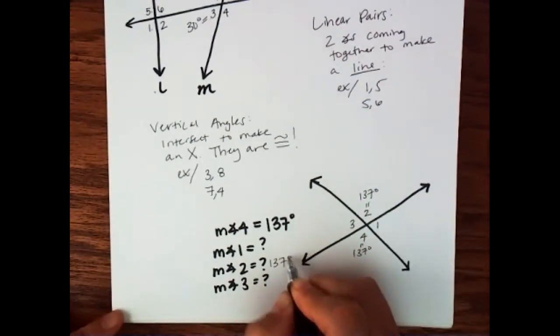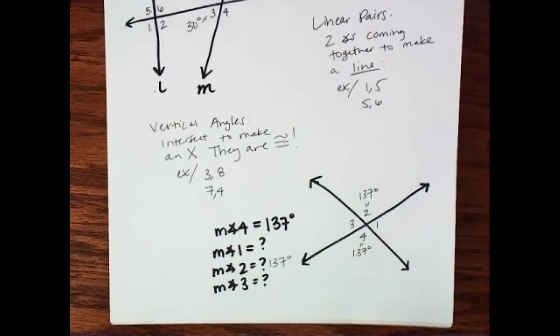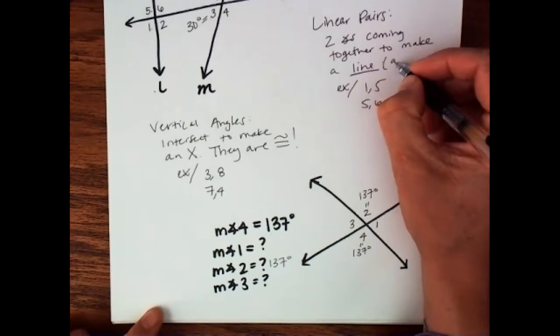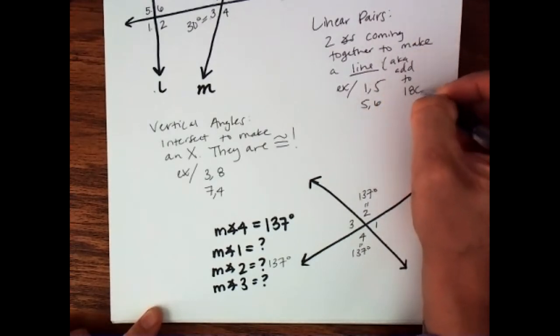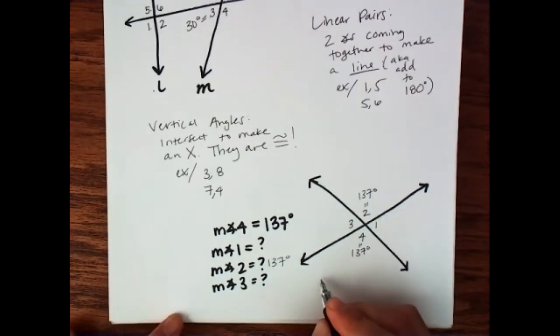But now we're going to ask ourselves, how do we solve for angle 1 and angle 3? A really cool thing about linear pairs is that they are supplementary. If they're supplementary, it means that they come together to make 180 degrees. So you could either do 2 and 3 as a linear pair, 1 and 2, 4 and 3, etc. But in this case, we're going to do 1 and 2 as a linear pair. So we're going to do 180 degrees.